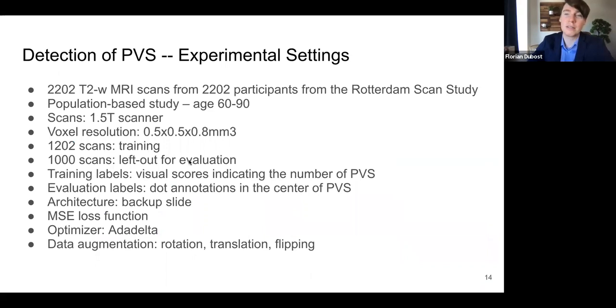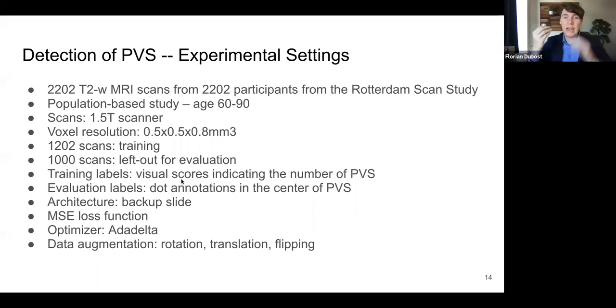So, okay, that's our methodology. Now we are going to apply this to enlarged perivascular spaces quantification and detection. We have a data set with T2 weighted MRI scans. We have 2,202 participants with each one scan, so a cross-sectional study. Participants are in between 60 and 90 years old. This is with a 1.5 Tesla scanner, 0.5 by 0.5 by 0.8 cubic millimeter voxel resolution. So that's actually pretty good. We use 1,202 scans for training, and the rest is left out for independent evaluation.